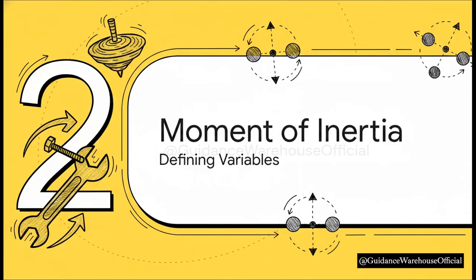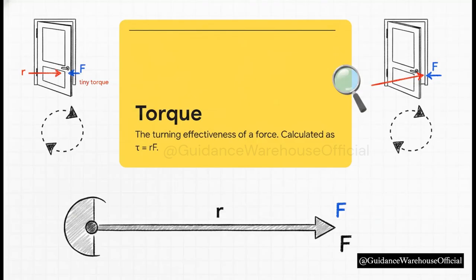Section 2. Understanding moment of inertia. To really grasp this new equation, we need to meet its main characters. First up is torque. Torque is basically just the turning effectiveness of a force. The formula is tau equals r times F. The F is the force you push with, and the r is the radius, or your distance from the pivot point. And this perfectly solves our door mystery.